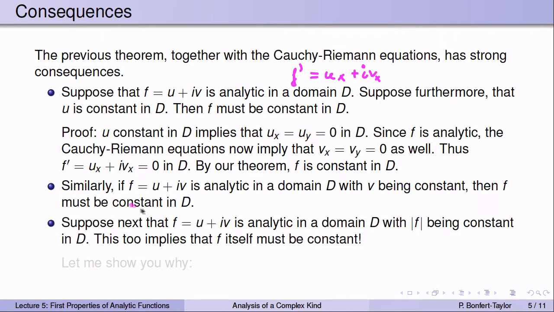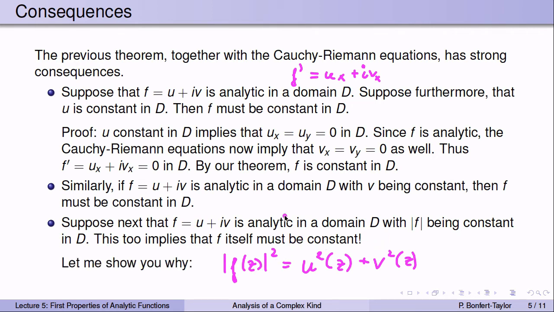Also, if f is analytic in a domain D again, and its absolute value is constant, remember the absolute value of f, actually the square of the absolute value of f of z, can be found by taking the real part squared plus the imaginary part squared. So if the absolute value of f is constant, then this implies that f itself must be constant. So not even the absolute value can be constant. So let me show you why.